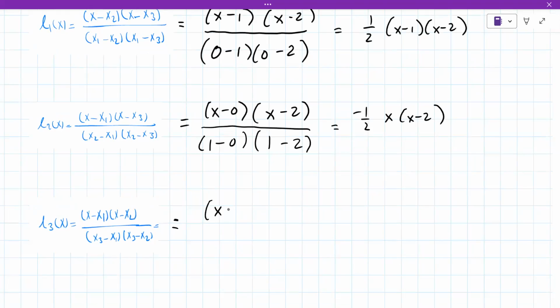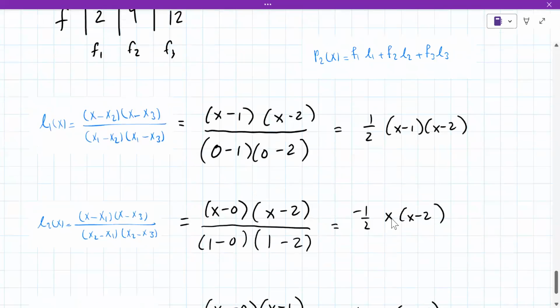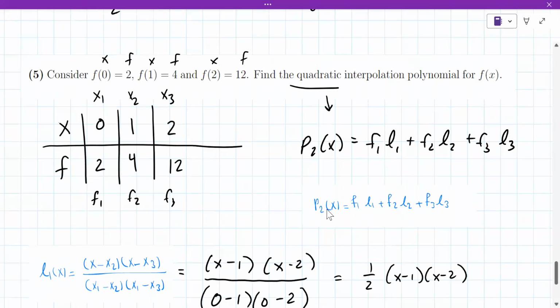This one is X minus 0, X minus 1, 2 minus 0, 2 minus 1. So that's, again, 1/2 X, X minus 1, right? So you need these three L's, L1, L2, L3, and then you use this formula.